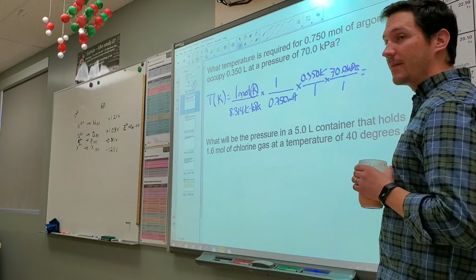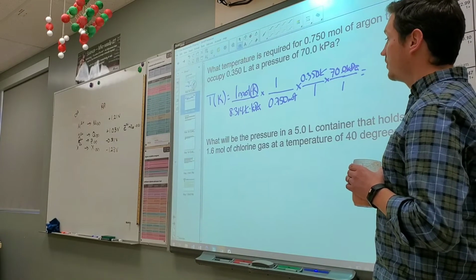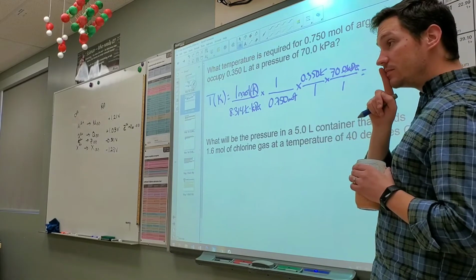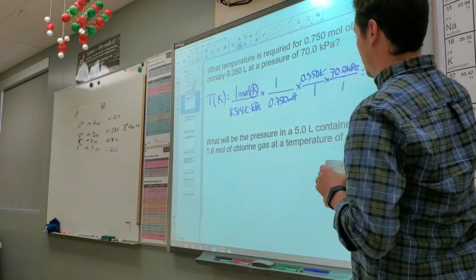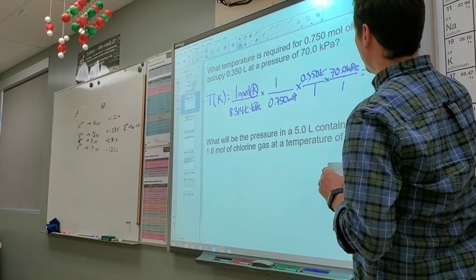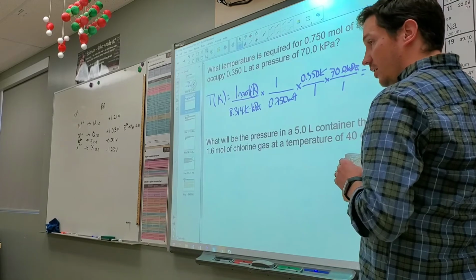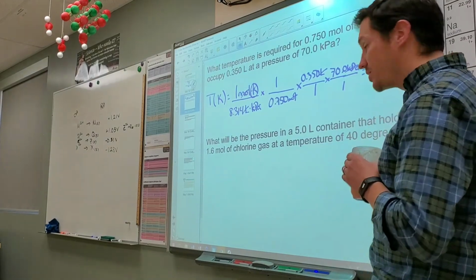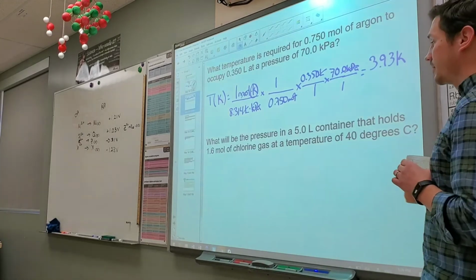What's the answer? 3.92. I rounded it, so 3.93 Kelvin? Yes. Okay, so this gas is at a temperature of 3.93 Kelvin.